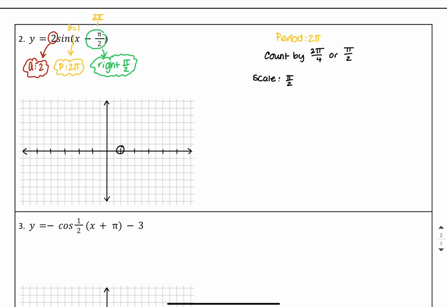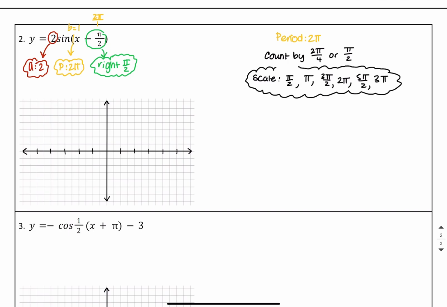So this place right here is going to be pi over 2. Then I'm going to add pi over 2 to that. I get pi. Then add another pi over 2, and I get 3 pi over 2. And then I'll have 2 pi, then 5 pi over 2, then 3 pi. And this is something we've seen before. This is the scale in the parent function. I'm going to graph that before I do anything else.